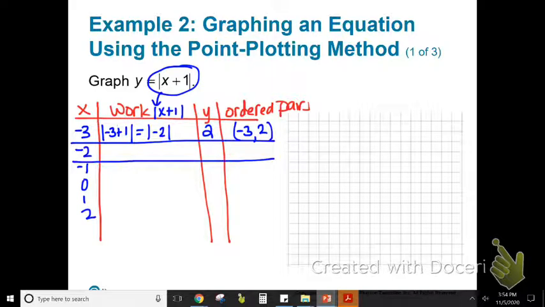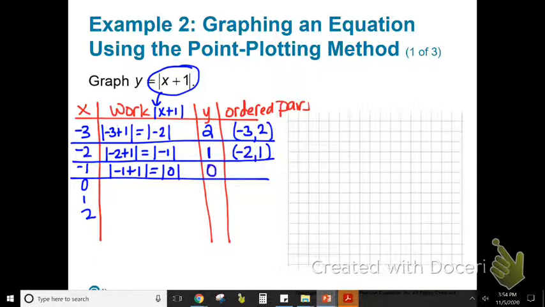And the same thing when x is -2, we're going to plug it in. So -2 plus 1 gives me -1. Then take the absolute value of -1, which is 1. So we have the ordered pair -2, 1. Plug in x is -1. Work inside, -1 plus 1 is 0. Absolute value is 0. So we get the ordered pair -1, 0. And plug in x is 0. Work inside. 0 plus 1 is 1. Absolute value of 1 is 1. So we get the ordered pair 0, 1.